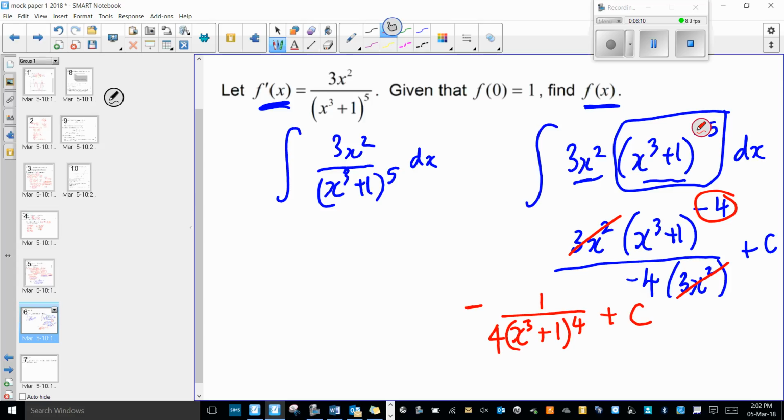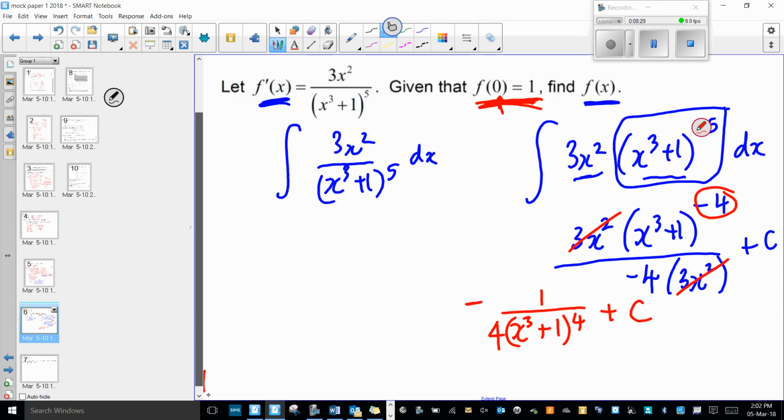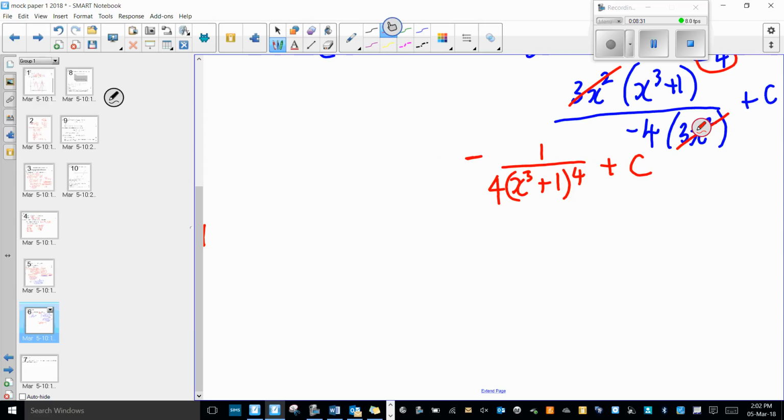Now remember the fact that they've given us more information is now going to allow us to find the value of c. So they've told us that when what? What does this actually mean? When x is 0, y is 1. So we're now going to stick that value into here. So we're going to say that 1 equals negative 1 over 4 lots of 0 cubed plus 1 to the power 4 plus c.